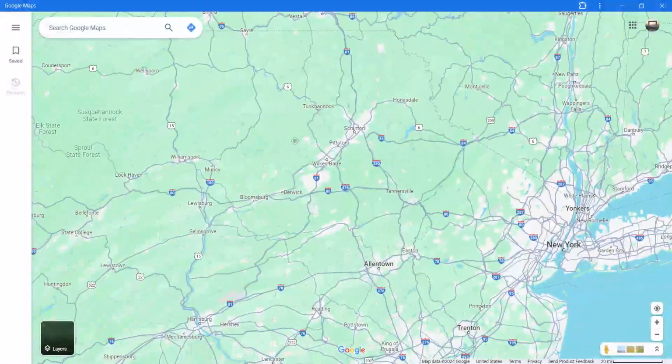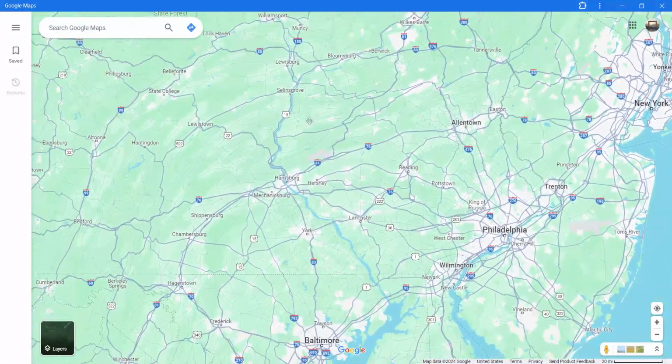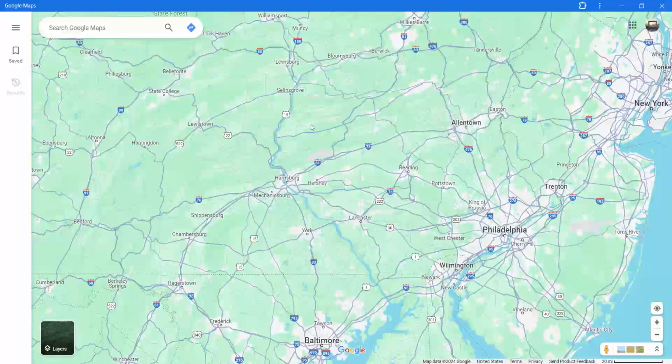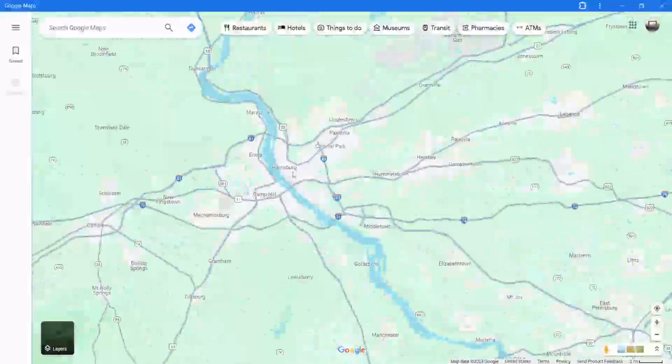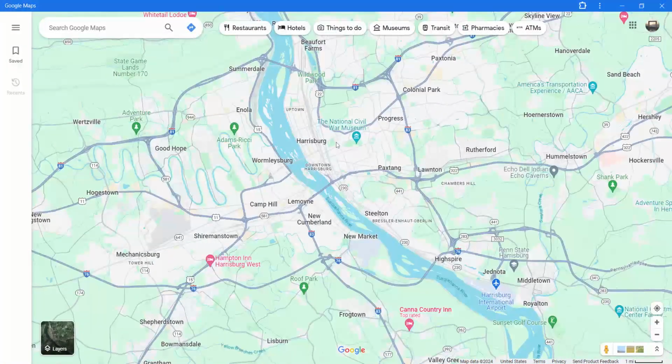Down to the state of Pennsylvania. We might think, well, the state capital would be somewhere like Philadelphia, or it might be Pittsburgh, but it is actually Harrisburg. Harrisburg is the capital of Pennsylvania.